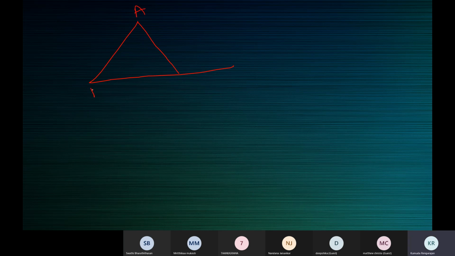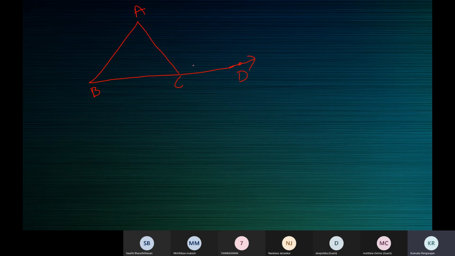Now, we have a triangle ABC. The side BC is produced, say, to a point D. The side BC is produced, that is, it is pulled, extended, to a point D.